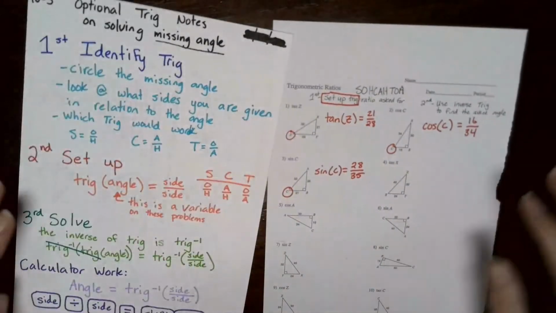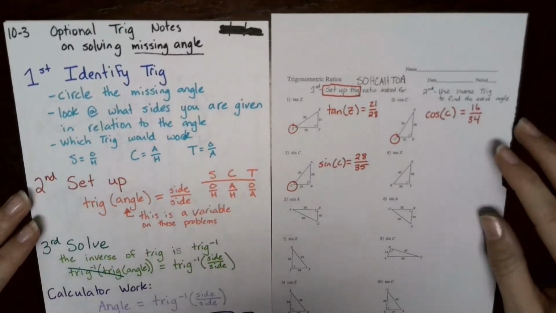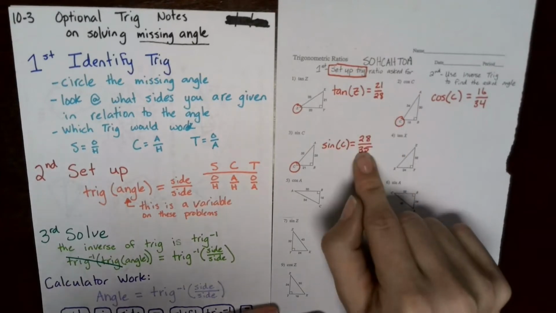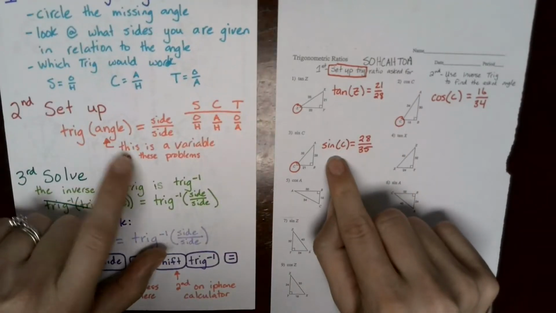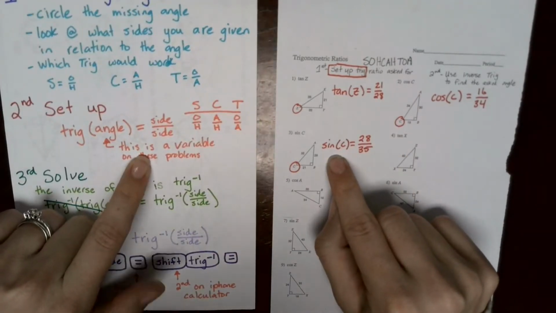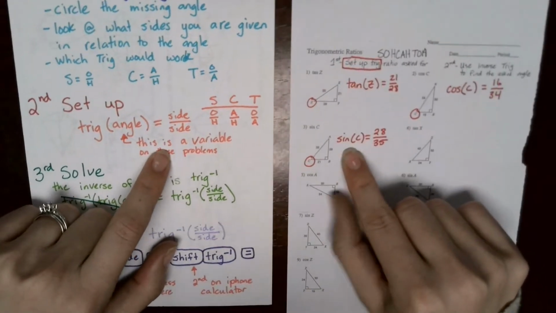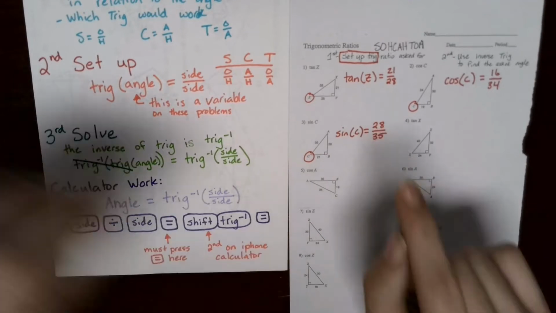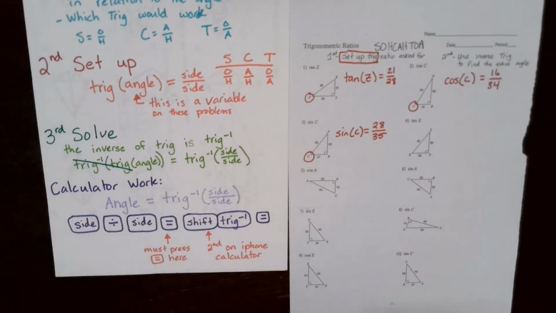Okay, so after we've done that, we have our setup, and the variable is what's in this situation. So now, in order to solve these problems, we already have the setup. We already know how to do the setup. In order to solve this, we have to use inverses.